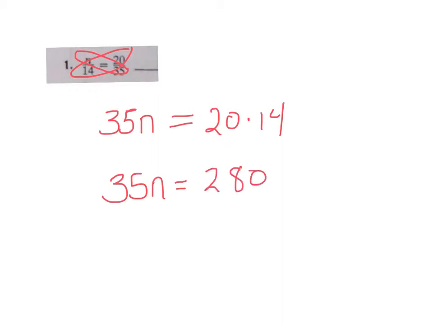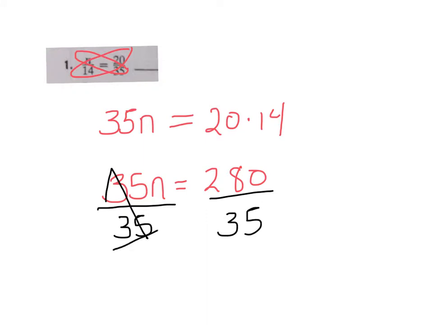So now we are going to take this and simplify it. We're going to divide each side by 35. And remember, that turns this into 1, because 35 divided by 35 equals 1, and 280 divided by 35 is going to equal 8. So our answer to this problem is going to be n equals 8.